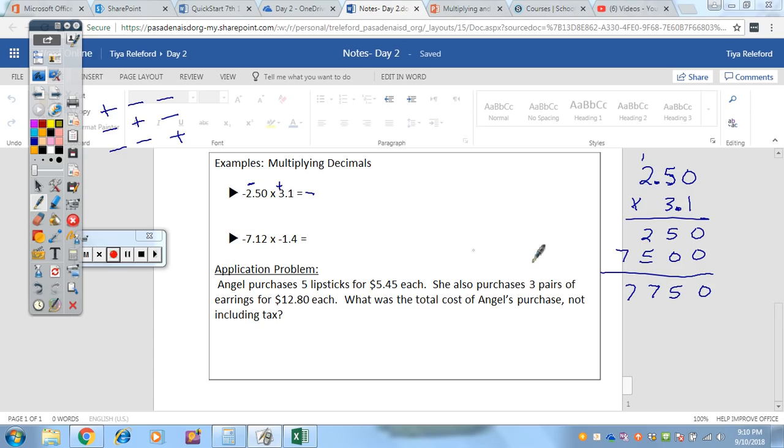If I went too fast, hit pause and finish. Don't just copy mine. All right, let's put our decimal in. 1, 2, 3. 1, 2, 3. So negative 2.50 times 3.1 is negative 7.75. Let's estimate this. 2 times 3 is 6. Is 7 close to 6? Yeah.